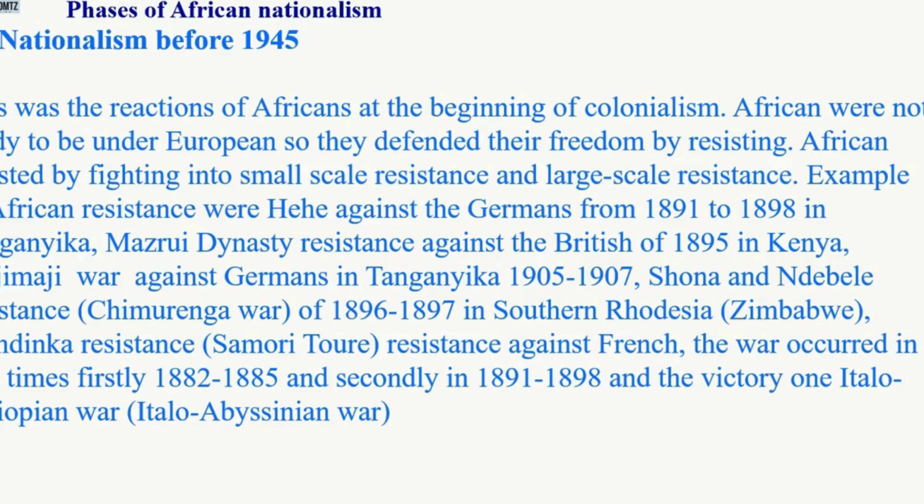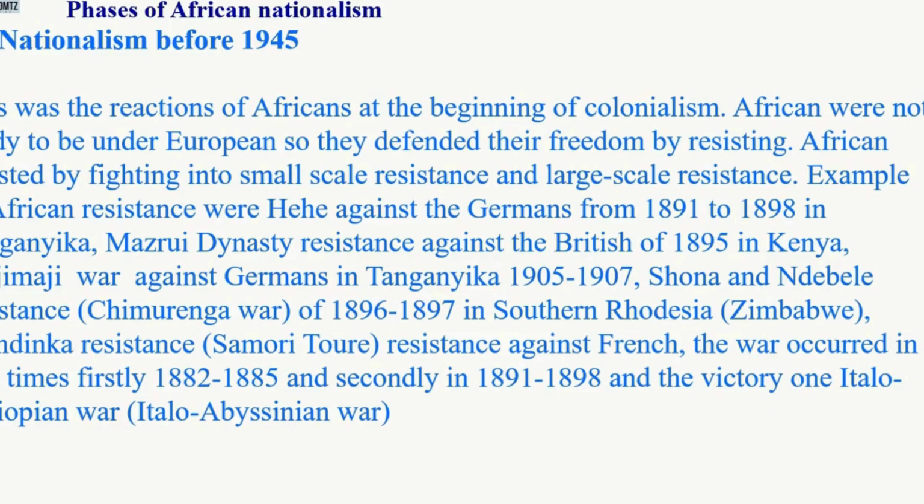So here we have examples of African resistance: against the Germans from 1891 to 1898 in Tanganyika, the Maasai resistance against the British in Kenya, the Maji Maji War in Tanganyika against the Germans, the Shona and Ndebele, sometimes referred to as the Chimurenga War in Southern Rhodesia, current Zimbabwe, the Mandika resistance or Samori Toure resistance against the French, and also the victory in the Italo-Ethiopian War. It was Ethiopia versus the Italians, and Ethiopians won for the first time.